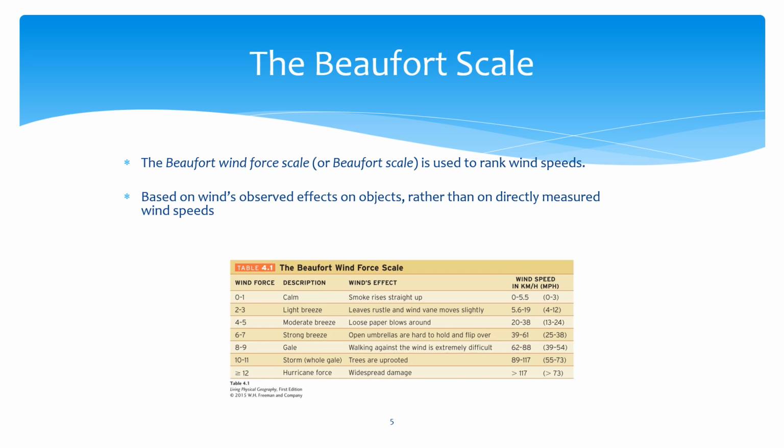And then the highest one we have on the Beaufort scale, which is a rank of 12 or greater, is a hurricane force wind. This is a wind strong enough to cause widespread damage, and this occurs at wind speeds of greater than 73 miles an hour, or greater than 117 kilometers per hour.